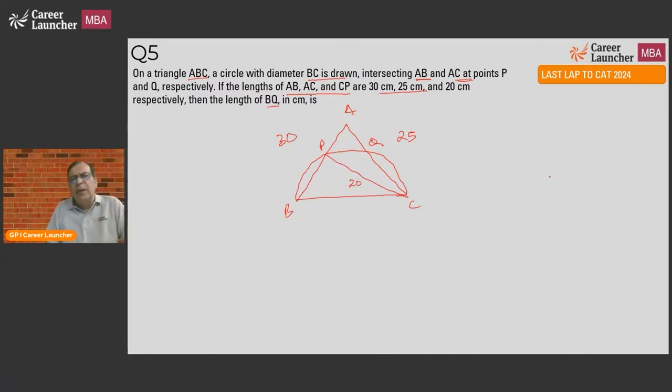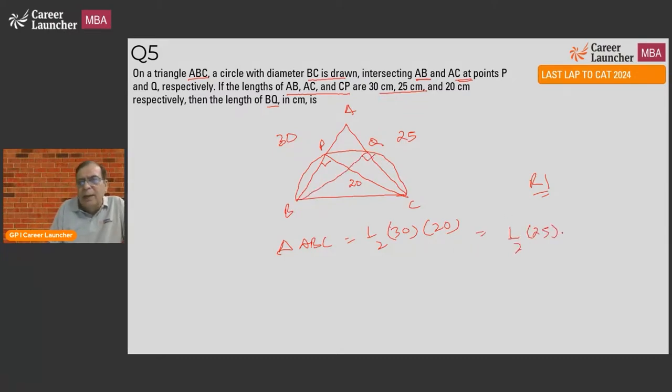So I need to find the length of BQ. Round 1 question. Why? Because I know this is a right angle triangle. Angle in a semicircle is a right angle. So I can find the area of triangle ABC. Triangle ABC area will be equal to half AB, which is nothing but 30, into CP. Similarly, this should be equal to half of AC, which is nothing but 25 into BQ. This is also a right angle into BQ. So I can find BQ. So all I'm doing is calculating area in two different ways.